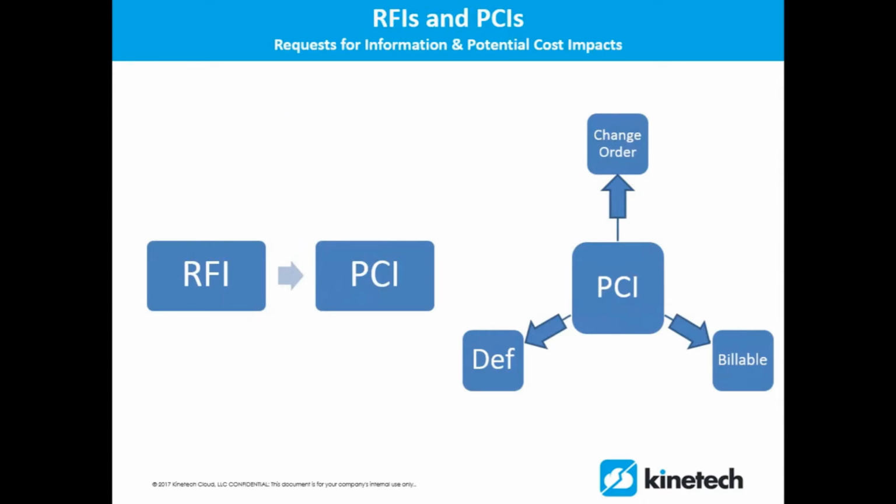The next thing here is we've got RFIs and PCIs. RFIs are requests for information, and PCIs are potential cost impacts. So a request for information may go to your architect to get some sort of clarification on something. An example I might use is, we don't know whether a door was intended to be locking or non-locking. If it is supposed to be locking and you've got to buy a different piece of hardware for it, it might end up having a cost impact or a time impact. So you've got the ability here to convert an RFI into a potential cost impact. And from there, your potential cost impact is convertible into something else.